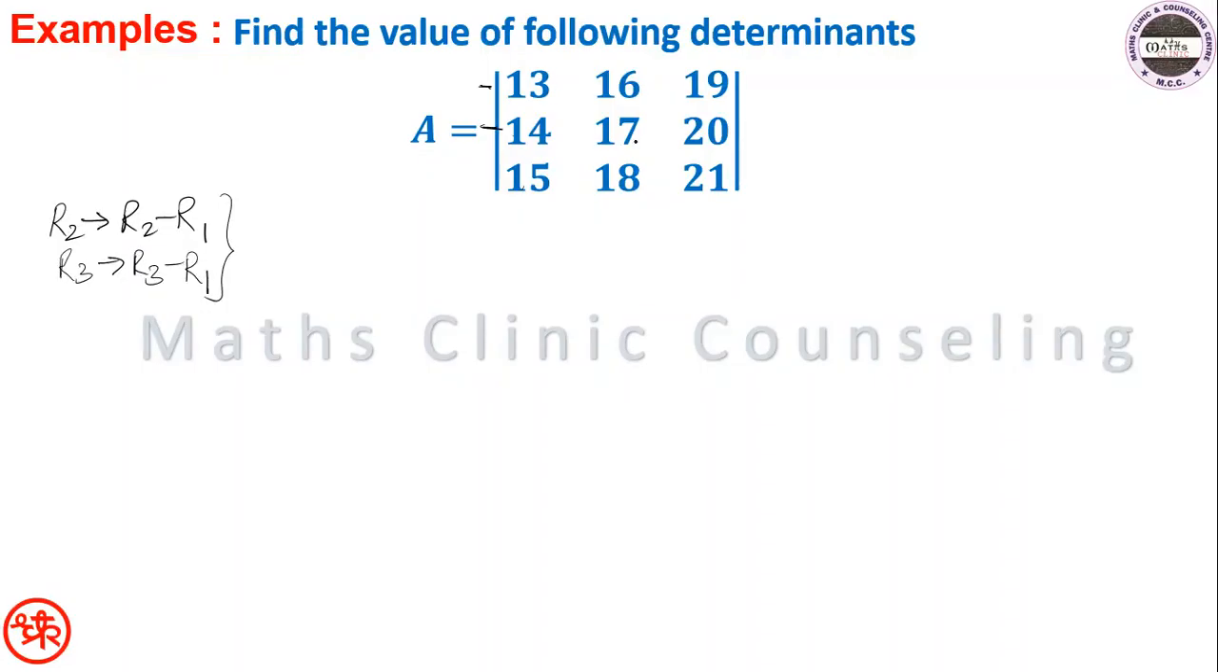15 minus 13, 18 minus 16, 21 minus 19. So A is equivalent to the determinant: the first row is as it is, 13, 16, 19, and then it will be 14 minus 13 = 1, 17 minus 16 = 1, 20 minus 19 = 1, 15 minus 13 = 2, 18 minus 16 = 2, 21 minus 19 = 2. Is that clear?